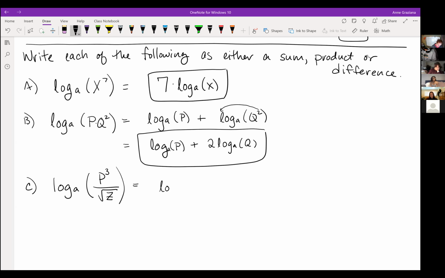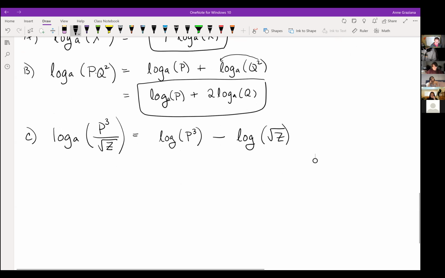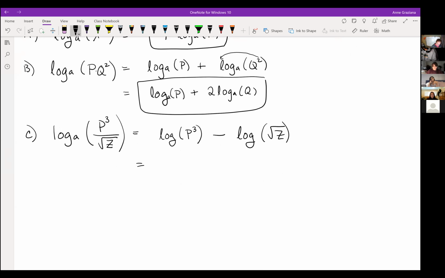Okay, your first step should have been to write this as a difference. You guys cool with that? Then I'm just going to repeat what we just did. This 3 comes out front, so it's 3 log base A of P. Thank you for the A. Don't forget your base.